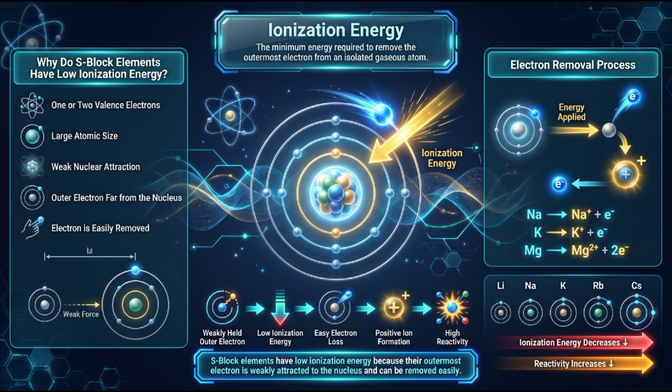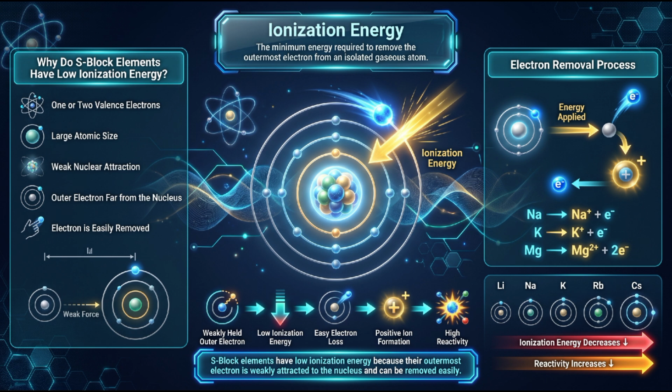Another reason shown in the image is weak nuclear attraction. Although the nucleus contains positively charged protons that attract negatively charged electrons, the inner electron shells block or shield much of this attraction. This phenomenon is called the shielding effect. The inner electrons repel the outermost electron and reduce the effective nuclear charge experienced by it. As a result, the outermost electron feels only a weak attractive force from the nucleus.